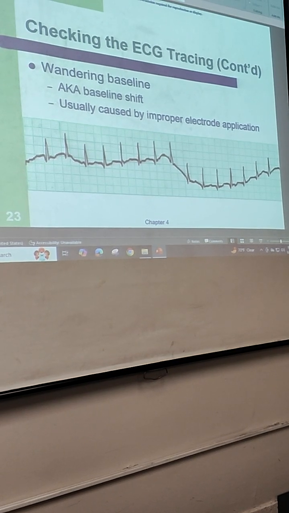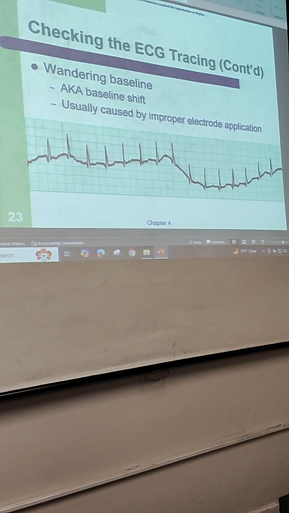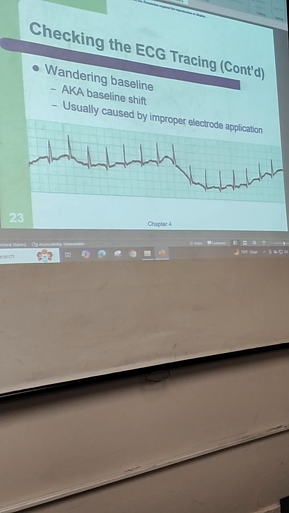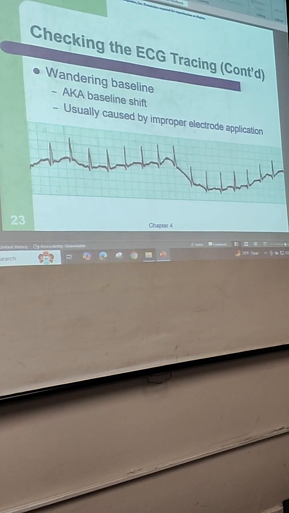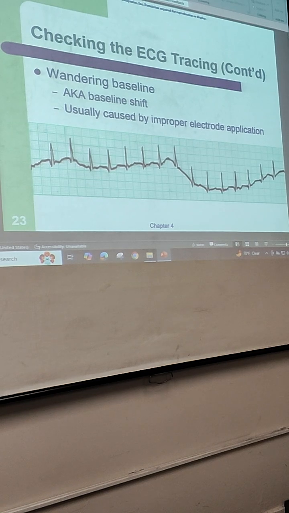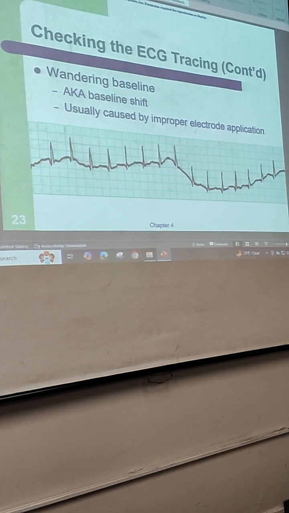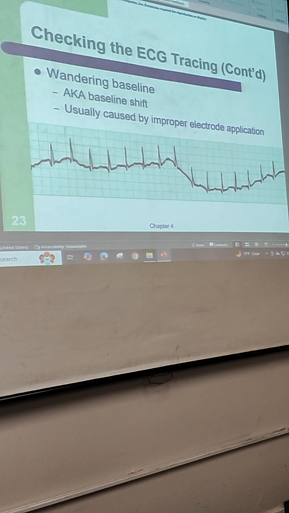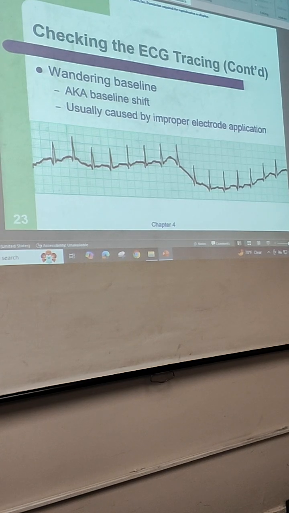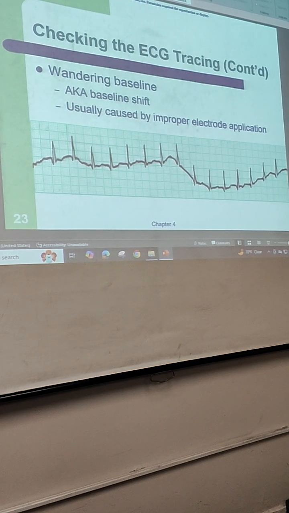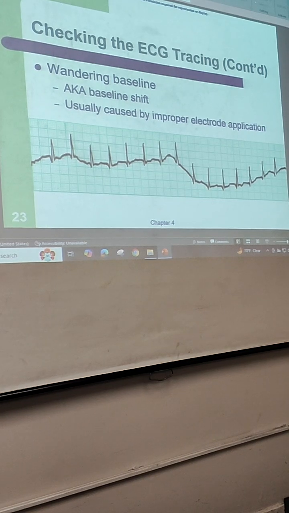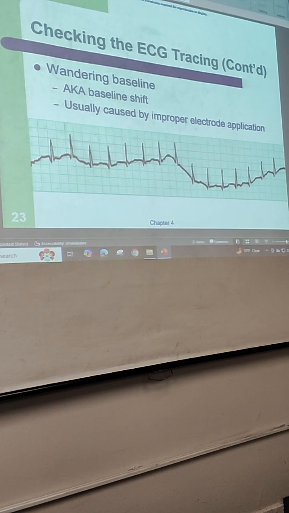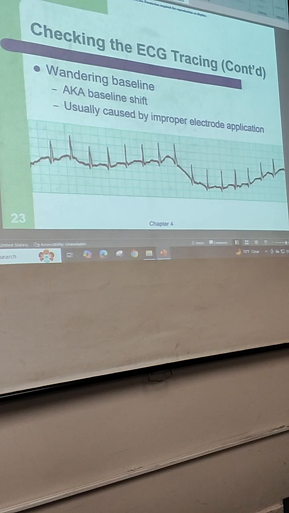These pictures, they give them to you on the exam. The image that you see below is representing which artifact? Immediately, all of them are artifacts, so the only thing that you have to pick is the right one. This is wandering. Is that understood? Wandering baseline. Because remember, it's not on the baseline, it's just going like a roller coaster.